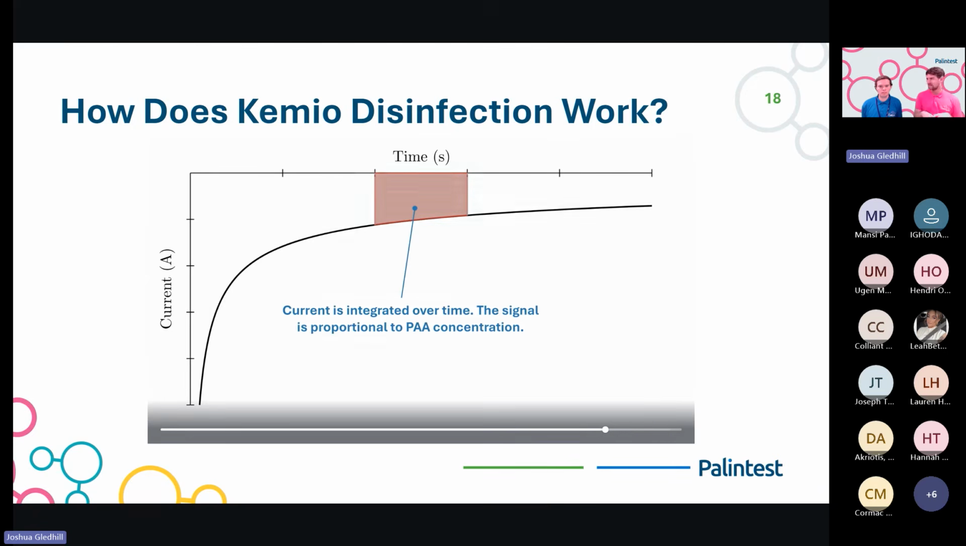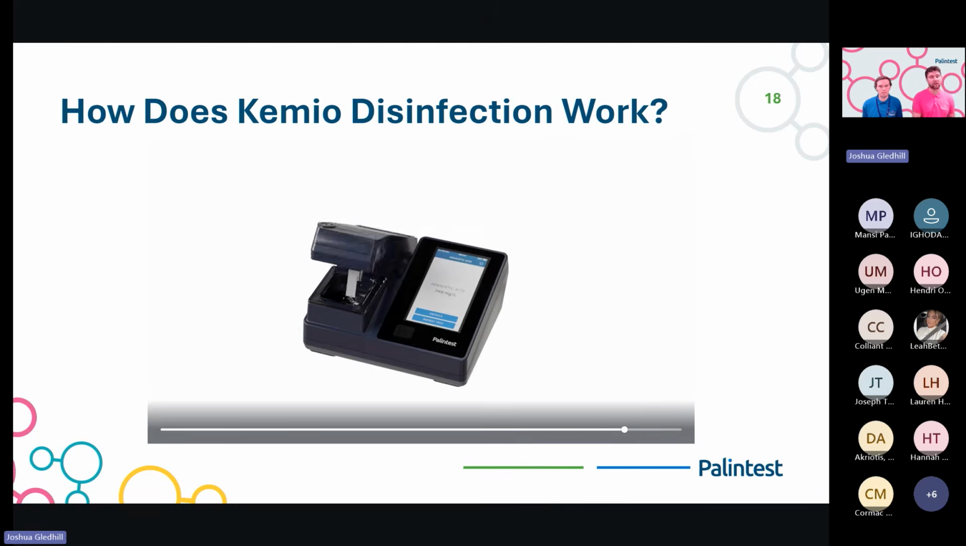All this happens inside the Kemio itself. So not only does the electrochemical reaction happen, but the maths behind that, using that calibration curve that you see there, all happens within the Kemio, and you get a simple result in milligrams per litre, or whatever ppm or ppb, whatever measurement you're using on the screen. In just 60 seconds.